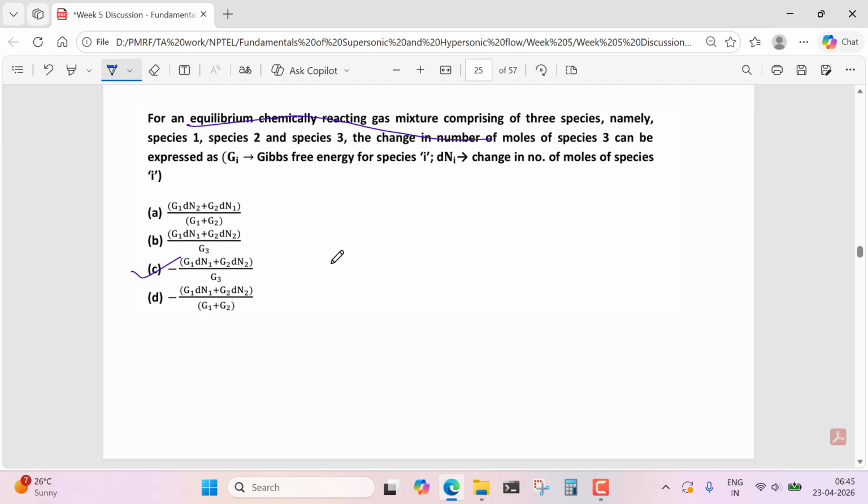Option B: G1 dN1 plus G2 dN2 upon G3. Option C: minus G1 dN1 plus G2 dN2 upon G3. Option D: minus G1 dN1 plus G2 dN2 upon G1 plus G2.